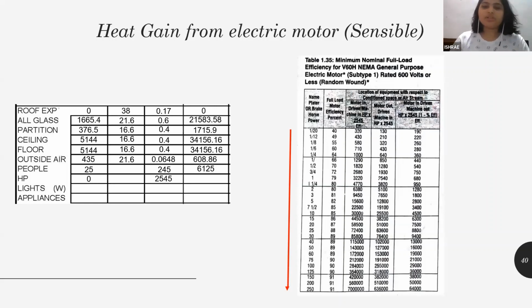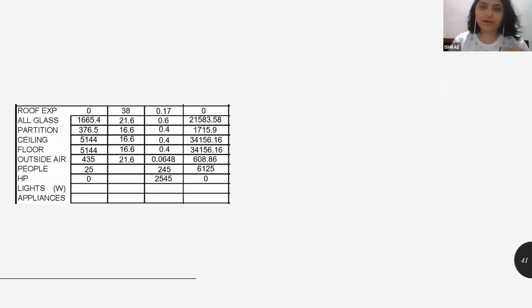Okay. So this is just the multiplication factor 2545. I have not considered it, but I'm at least showing you how to calculate it. Then you multiply both of them and you'll get the final BTU per hour from our electric motor.